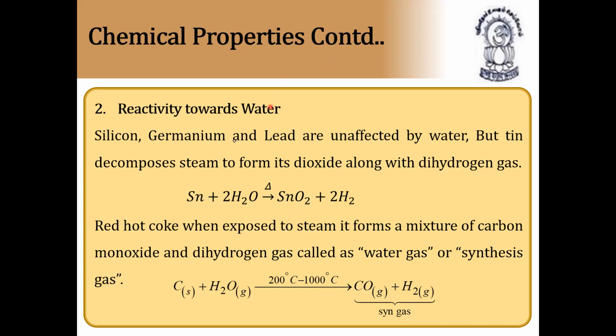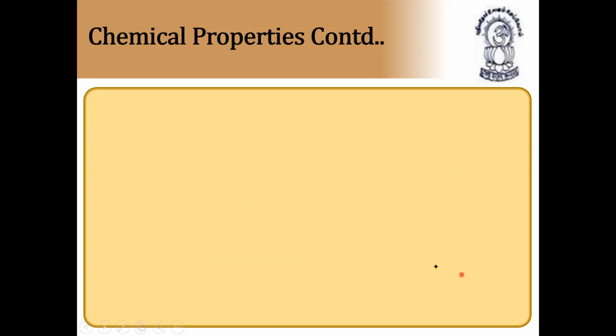So silicon, germanium, and lead are unaffected by water. They will not combine with water. Only tin with steam will combine and form tin dioxide along with hydrogen gas. And carbon also can combine. Red hot coke combines with water and forms carbon monoxide and hydrogen gas. A mixture of carbon monoxide and hydrogen gas is commonly called water gas or syngas.